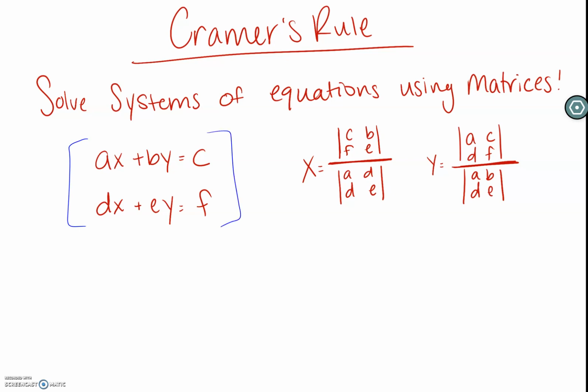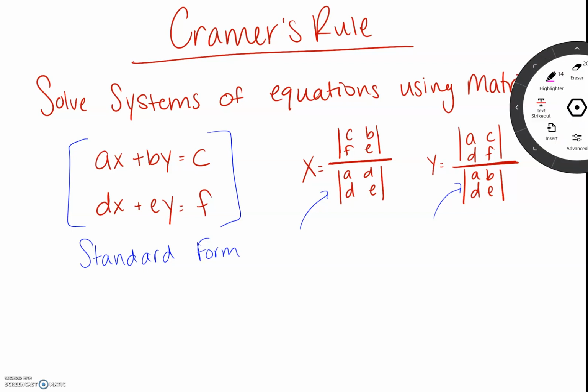There are a few things that I want you to notice before we jump straight into this. Notice that my equations over here are written in standard form, which means x and y are on the same side of the equal sign. Also, I want you to notice that in both of these formulas over here, the denominator, or the bottom number, or the number that we're dividing by, is exactly the same. AD, AB, DE. I have a typo.